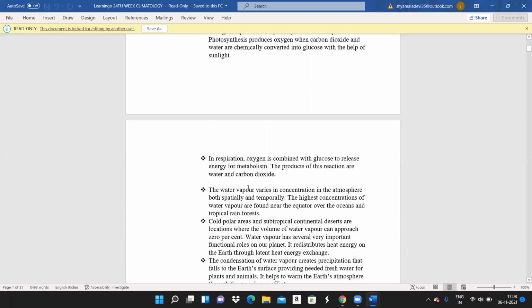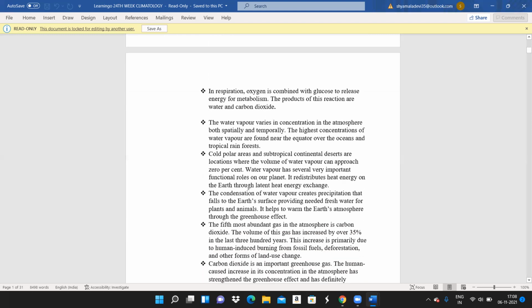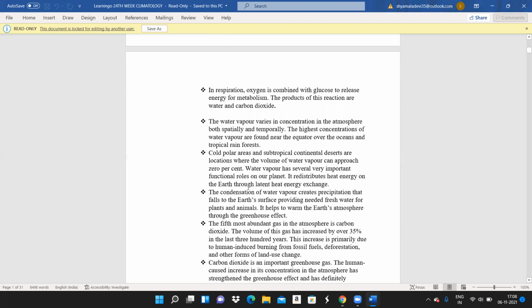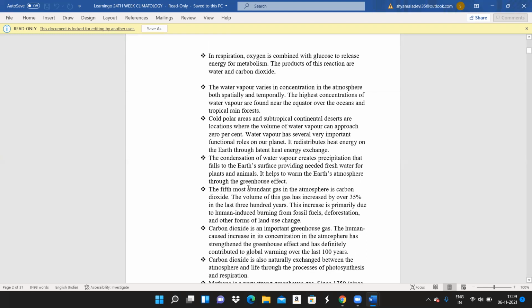Then in respiration, oxygen is combined with glucose to release energy for metabolism. The products of this reaction are water and carbon dioxide. Then the water vapor varies in concentration in the atmosphere. We all know how the water vapor changes. The highest concentrations are found near the equator and in tropical rainforests, while in cold polar areas and subtropical continental deserts the volume of water vapor is almost zero. It has several important functional roles also, like it redistributes the heat energy and other things.